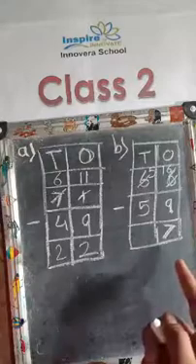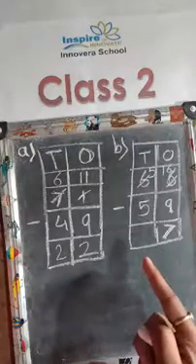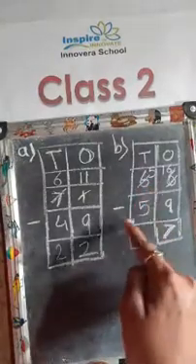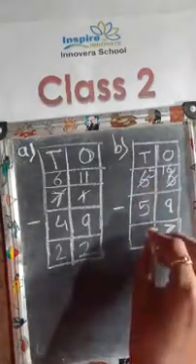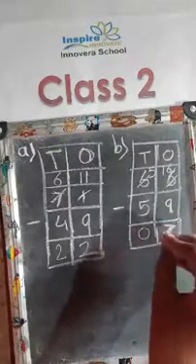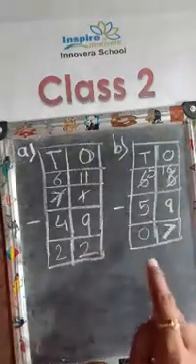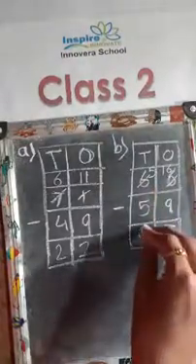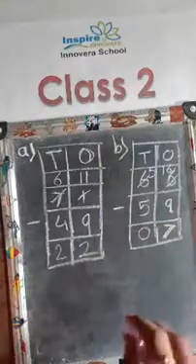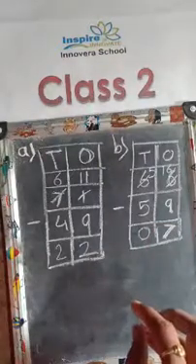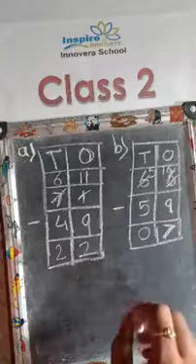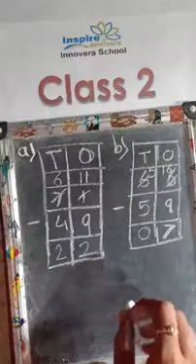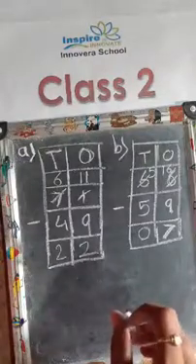Now we will go to the next column, the tens column. 5 minus 5. 5 minus 5 is equal to 0. I have just explained the properties of subtraction. There we have studied 5 minus 5 is equal to 0. Okay. So is that clear now? Okay, that's good.